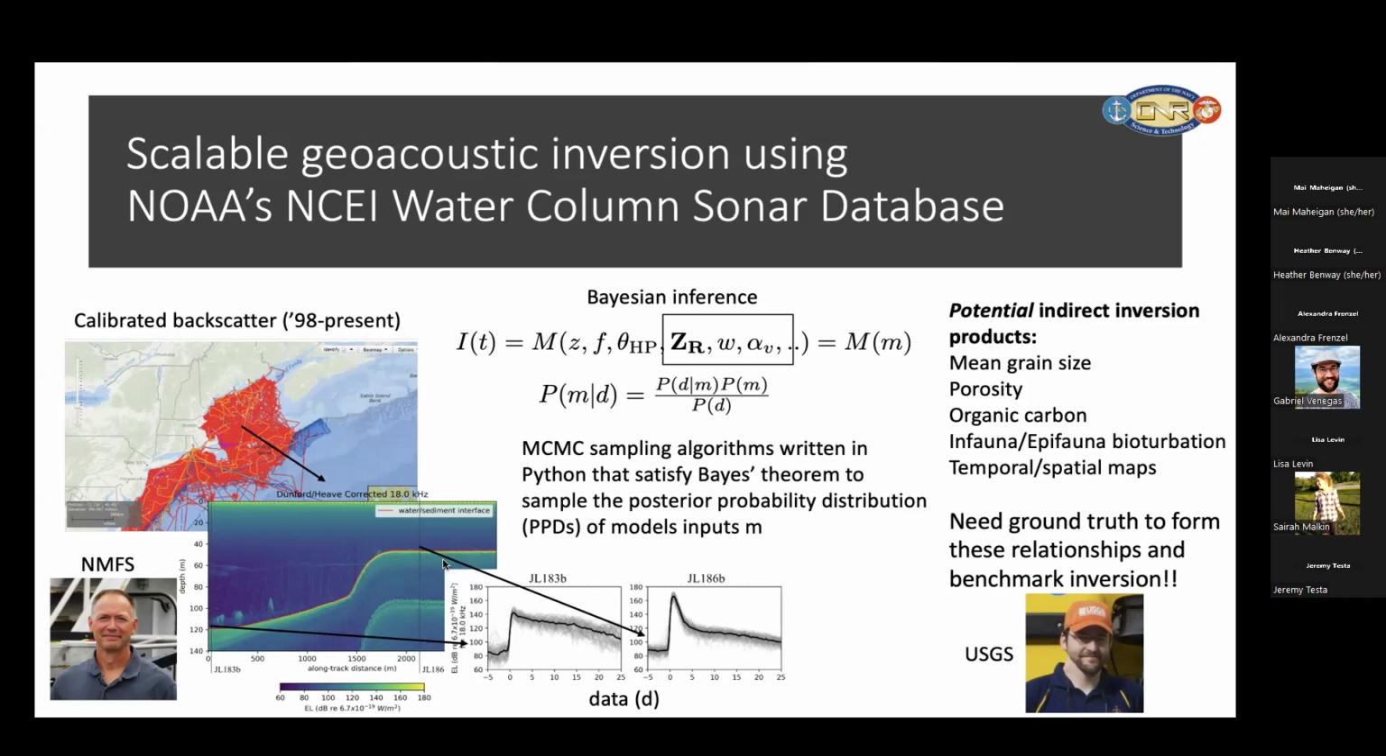So mean grain size, porosity, both of these. Oh, I have a bunch of errors. So mean grain size is usually from this roughness parameter. So the coarser, the higher the backscatter strength in the interface. Porosity is really closely correlated with acoustic impedance. So is organic carbon.